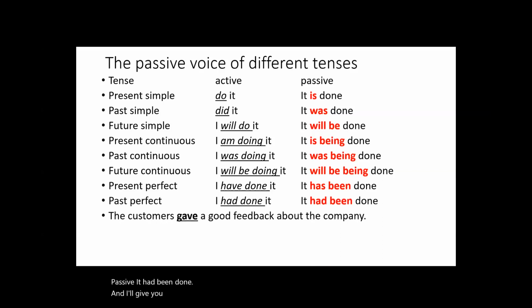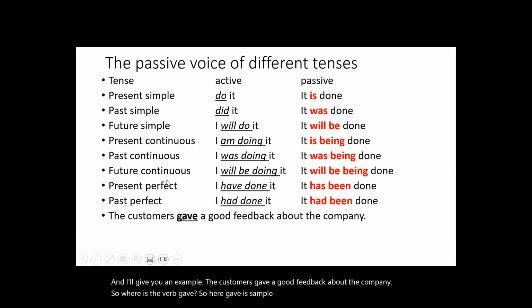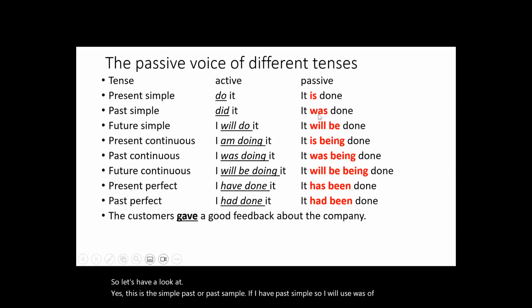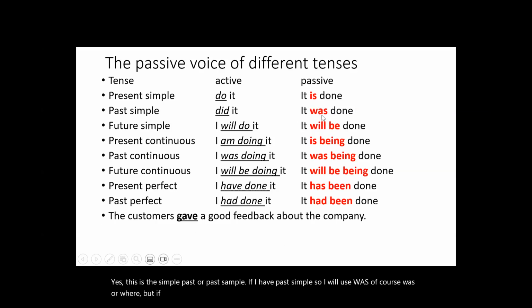The customers gave a good feedback about the company. So where is the verb? Gave. So here gave is simple past. So let's have a look at, yes, this is the simple past or past simple. If I have past simple, so I will use was. Of course, was or were, but if it's singular, I will use was.